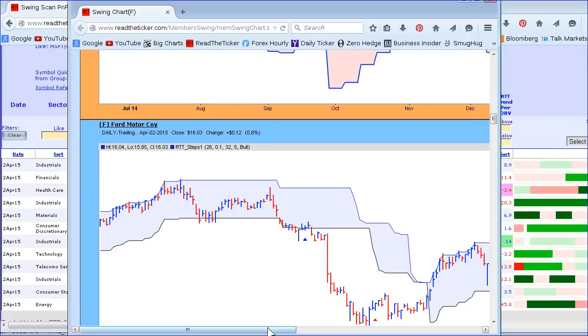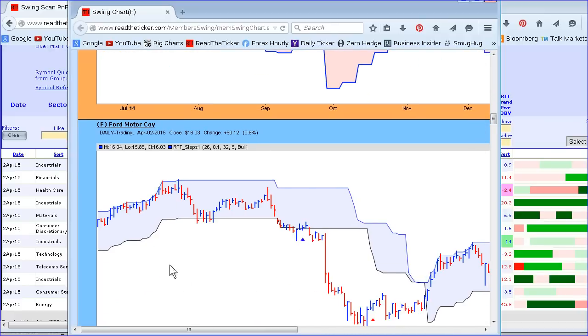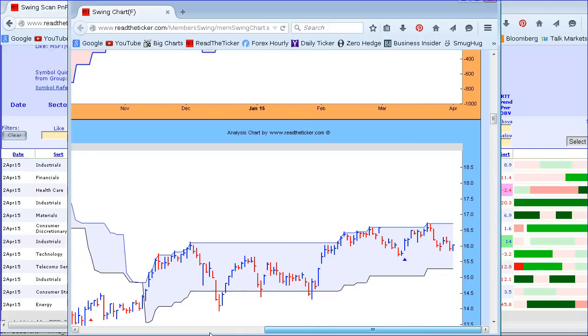Right, here we have Ford, and we have this indicator which is a step. As you can see, what it does is it counts for a period of time. So say 20 bars back, how many closes within the step. So 200 bars back, how many closes within the band of the step.